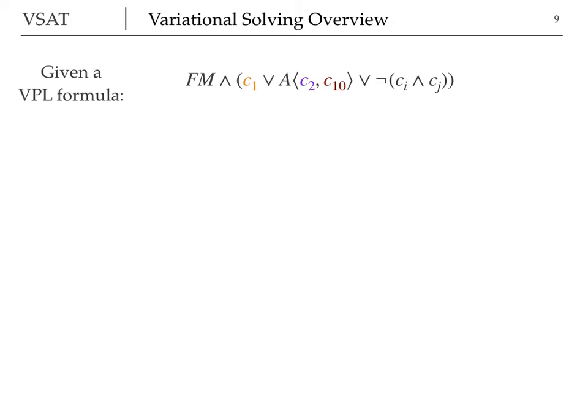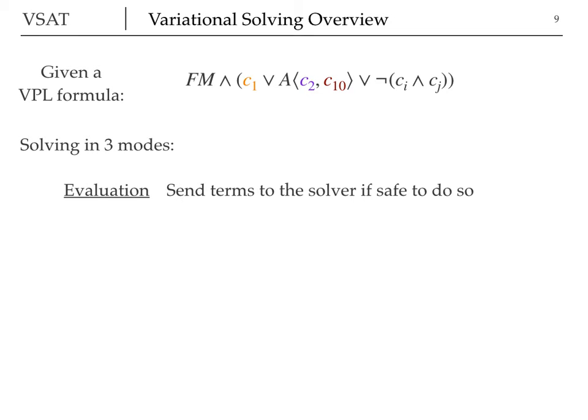Okay, I'm going to go over the variational SAT solving algorithm now. Given a VPL formula, we will solve the formula in three modes. We will have evaluation, which will send terms to the underlying incremental solver only if it is safe to do so. We will have accumulation. When it is not safe to send terms to the solver, we still want to cache and combine them and replace those terms with pointers in the variational solver's memory.